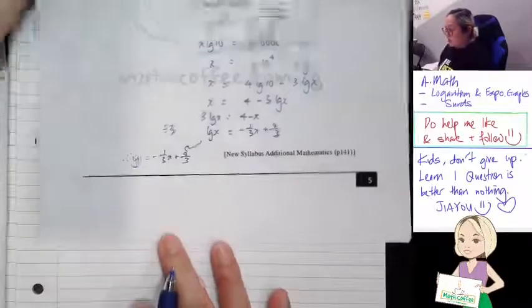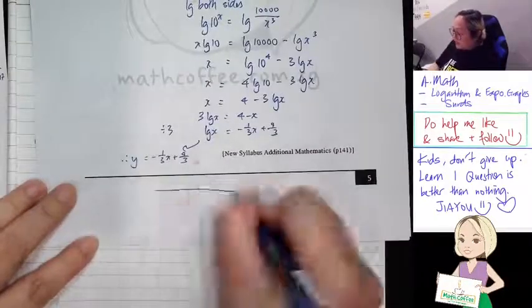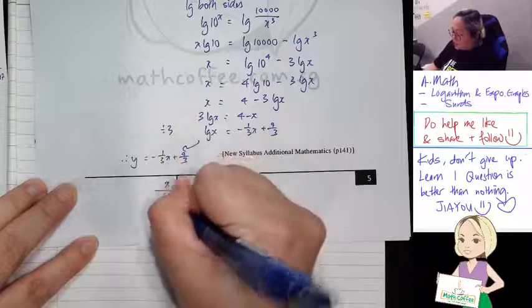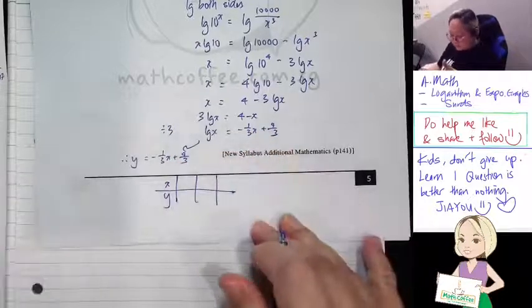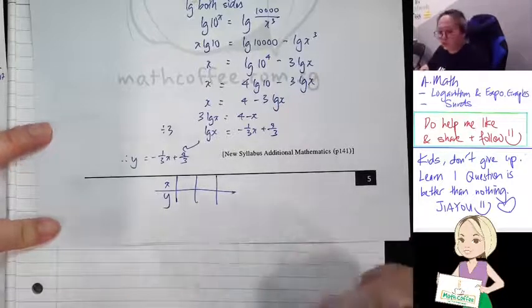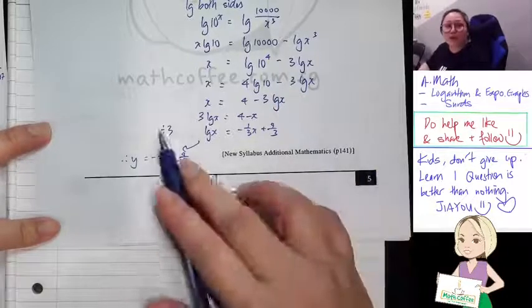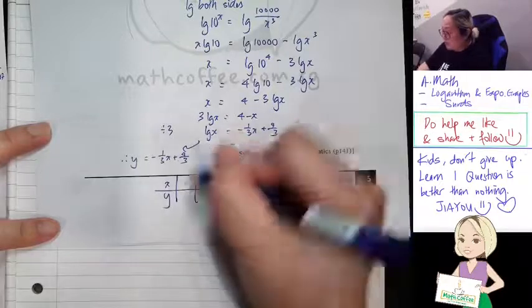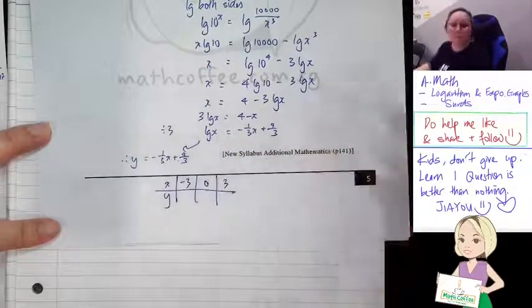So lastly, of course, we're going to draw this straight line, right? So we need some points. So x and y, same thing. Again, I'm going to put in, but this time round, I'm not going to put minus 2 and 2. Because I got denominator 3, so I put minus 3, 0, and 3.